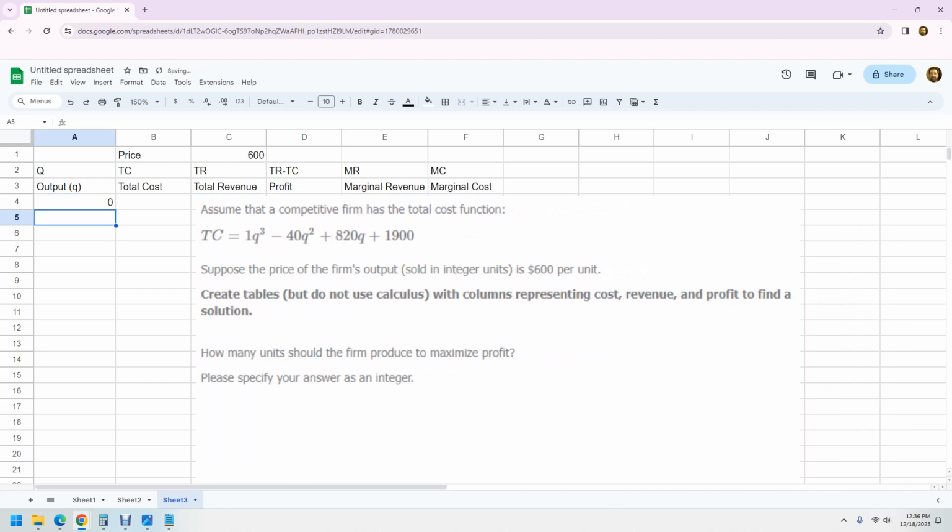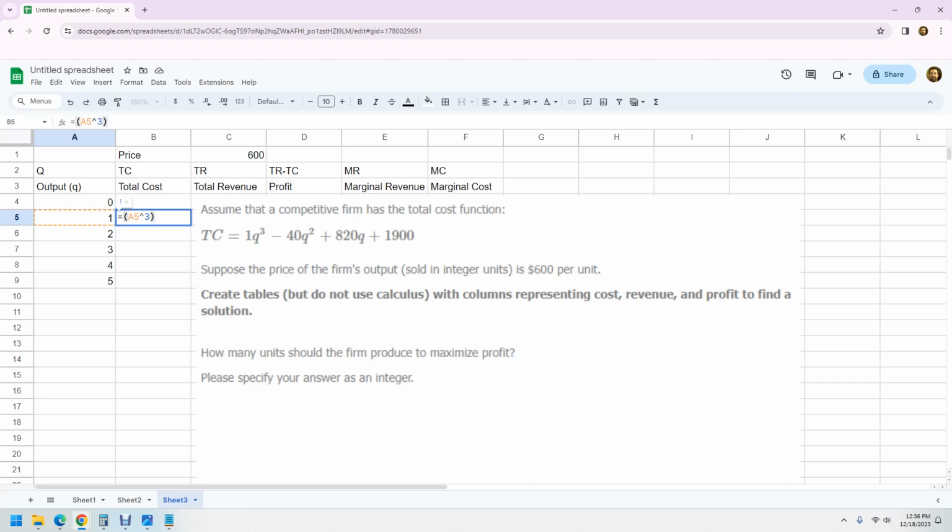So for output, I'm going to put 0, 1. We don't know how many units we're going to need, so I'll do that down to 5. Okay, I'm going to start with 1 here, and so I'm going to write a function. I'm going to hit the equal sign on my spreadsheet here, and then I'm going to start using this function. So the first part of it, and I want to put it all in parentheses, is A5, whatever's in A5, which is the quantity, and then I want to raise that to the third power. So the way you do that is you put the little caret sign. It's telling the spreadsheet to raise that up to the third power.